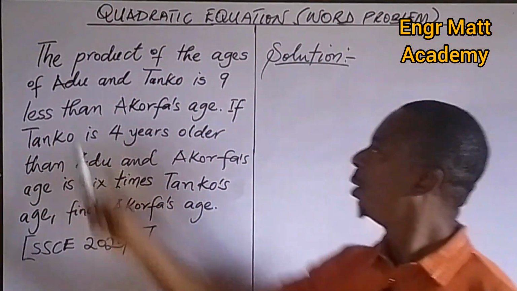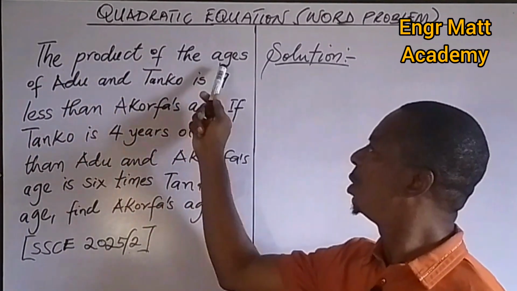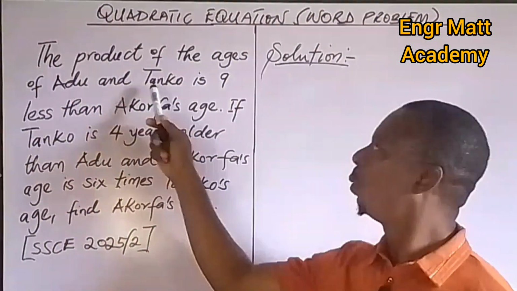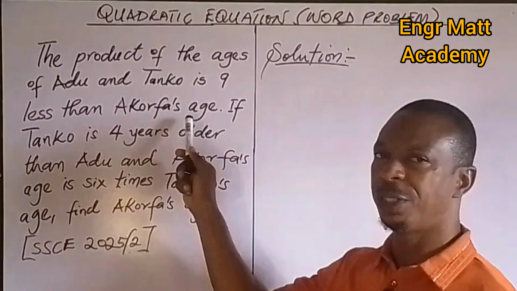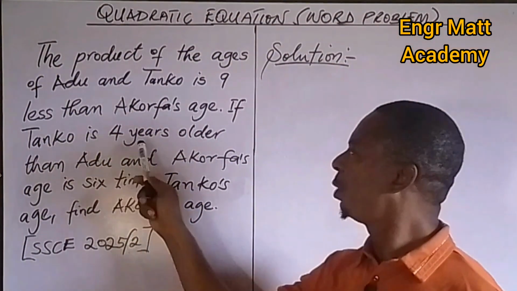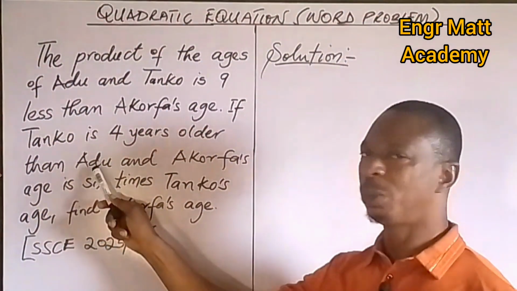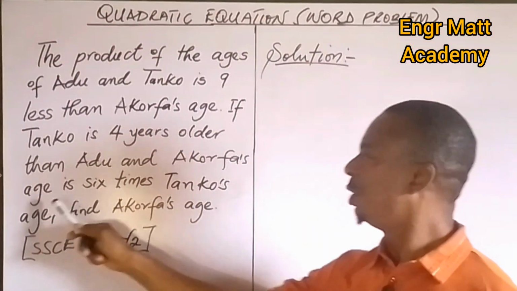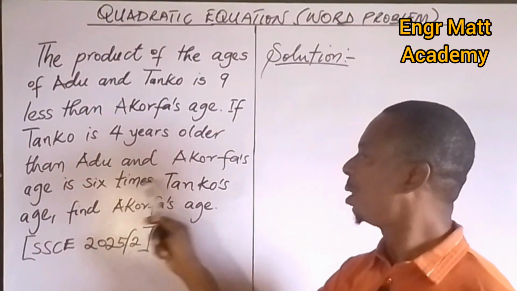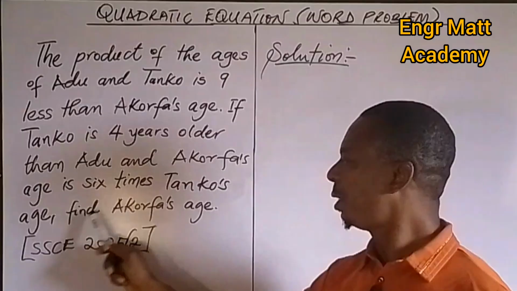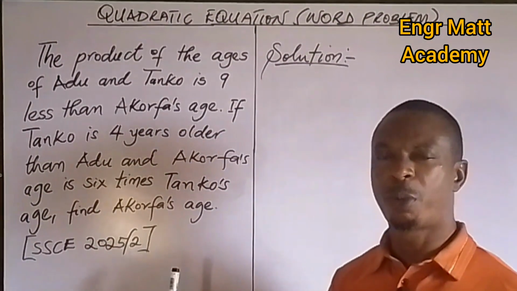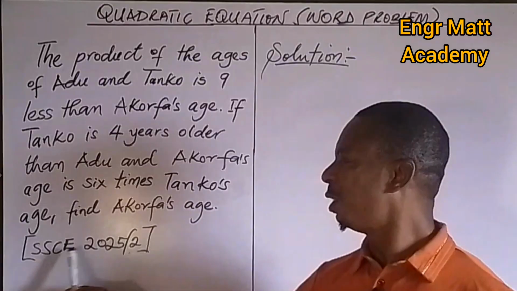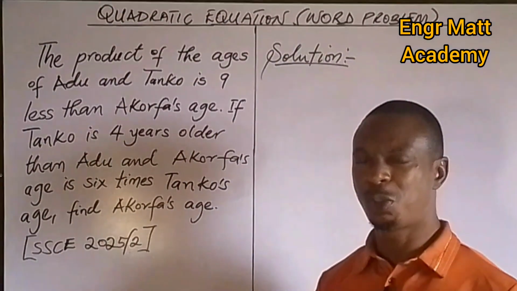It says the product of the ages of Adu and Tanko is 9 less than Akofa's age. If Tanko is 4 years older than Adu and Akofa's age is 6 times Tanko's age, find Akofa's age. This is a past WAEC problem. In fact, SSC 2025 question 2.